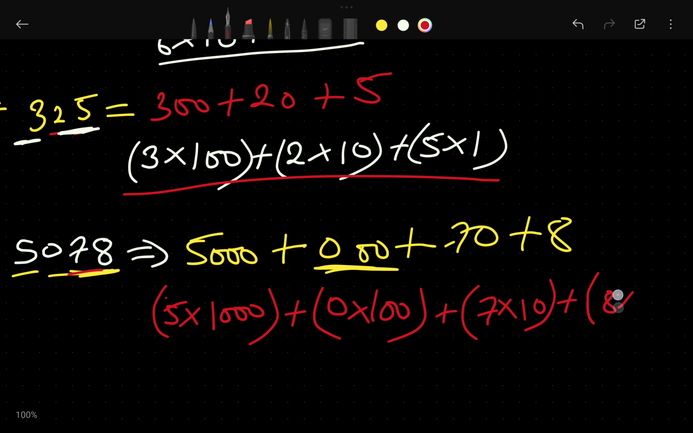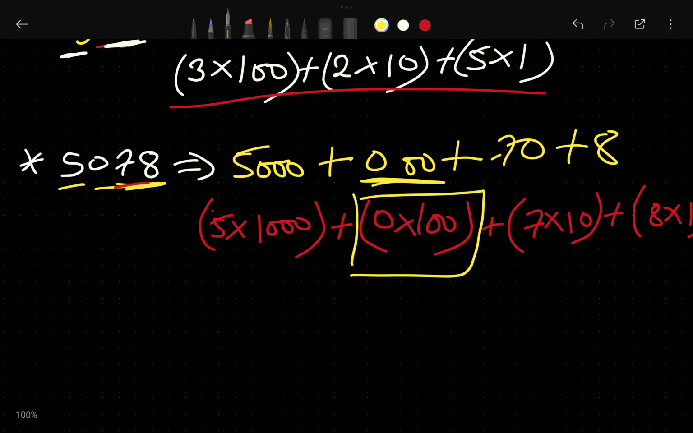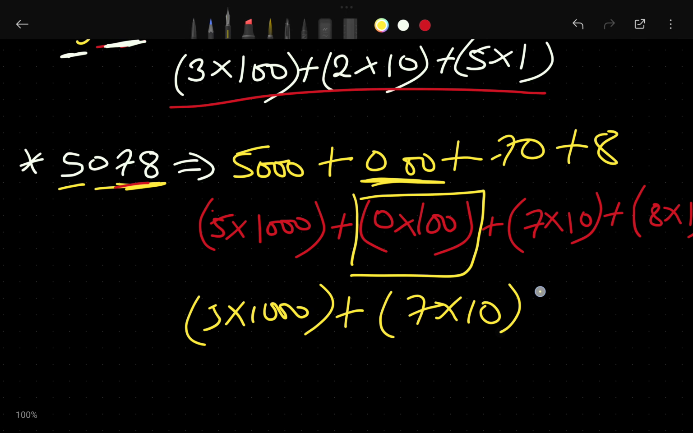This is 8 cross 1. After that 8, is any number there? No, so like that. But actually, you don't need to write this one. Why? Because I'm telling you there is no value of 0. 0 does not have value, so you don't need to write it. So you can directly write it like that also: 5 cross 1000 plus 7 cross 10 plus 8 cross 1. You can directly write like that. You don't have to write in such a way.